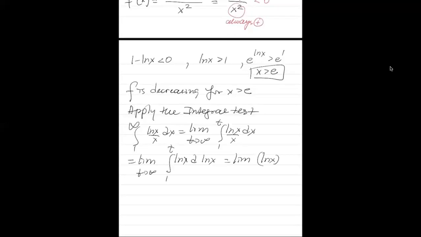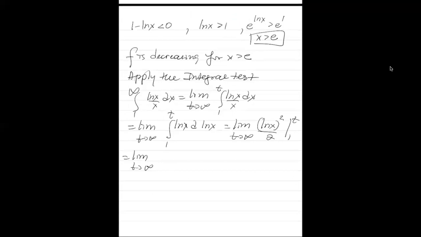And evaluate it: (ln x) squared over 2, evaluated from 1 to t, as t goes to infinity. We're going to do the limit at the very end. So now, evaluate the top boundary, so it'll be (ln t) squared over 2 minus (ln 1) squared over 2. Now, ln 1 is 0, so that part is a constant, but the other one goes to infinity.